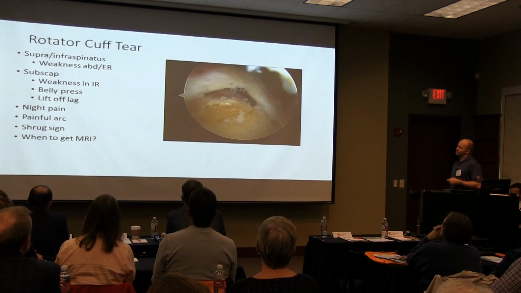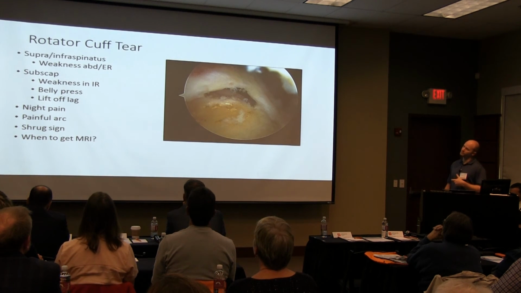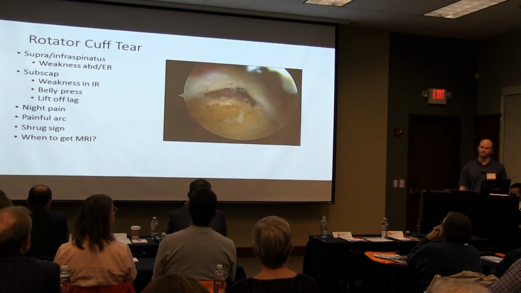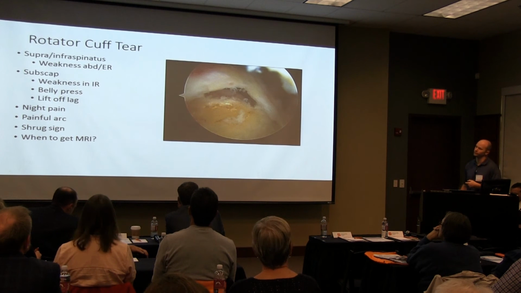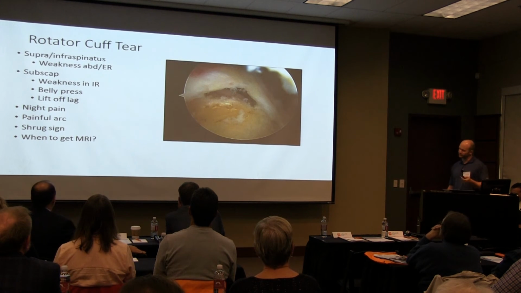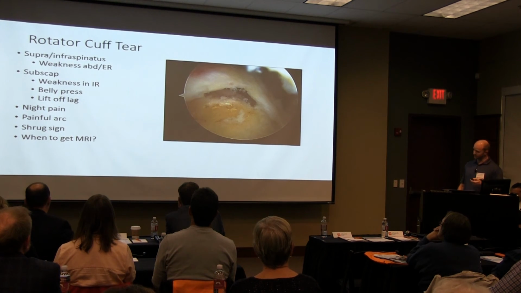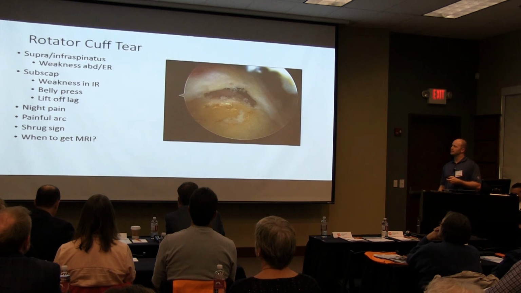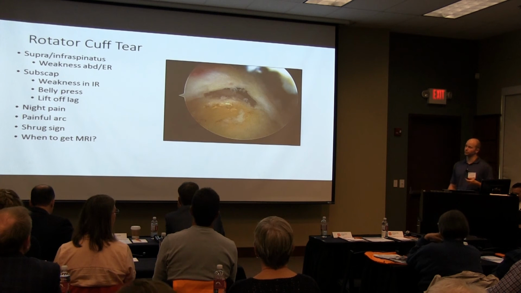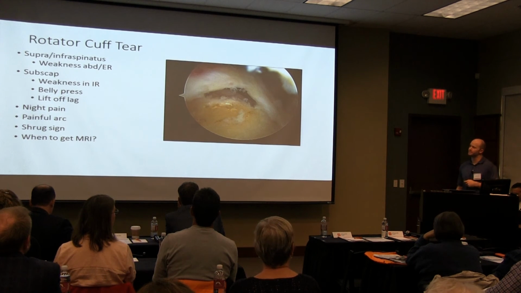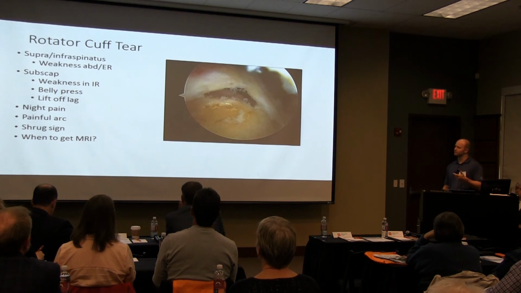The next step up is torn rotator cuff. The big difference here is that on exam, you're going to start to see weakness. When they have weakness in abduction and external rotation, you're probably going to want to pursue it a lot more aggressively. You'll test the subscap, which is a belly press test, weakness in internal rotation. But more often than not, what you're going to see in your office is weakness in external rotation, which is your number one warning sign. They'll start to get a painful arc, shrug sign.